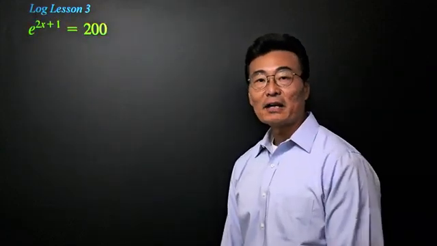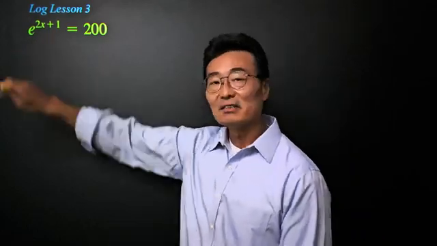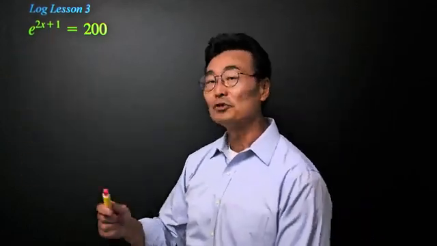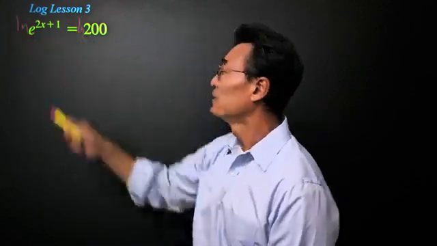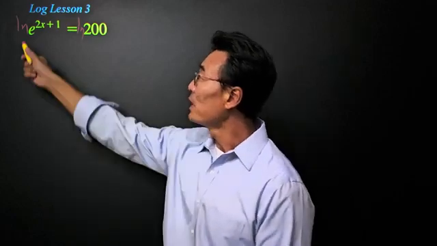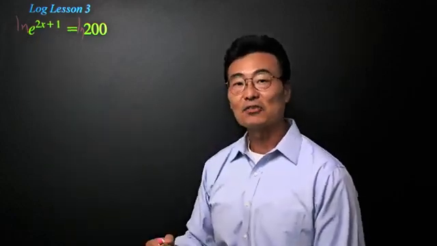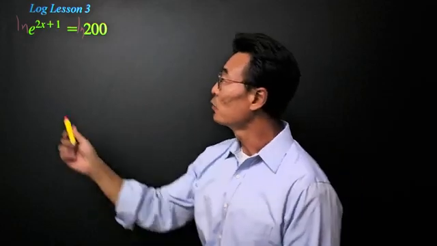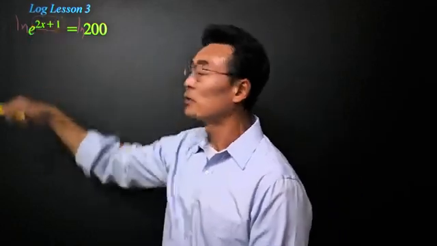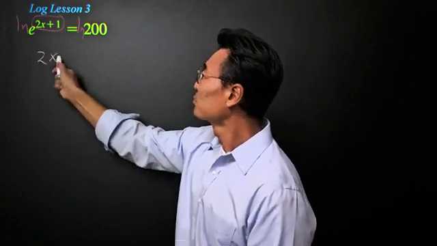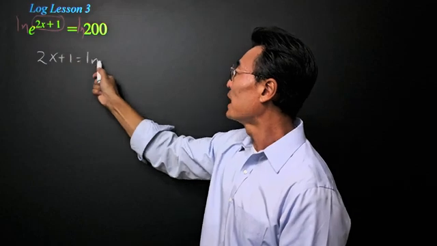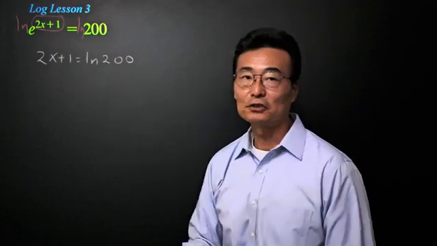This time we have an exponential equation where the base is e, and whenever the base is e, you do not want to take the log. Rather, you want to take the natural log of left and the right side of the equal sign. And again, natural log and the e cancels out, or natural log of e equals 1, meaning we only have the exponent by itself on the left side. So we have 2x plus 1 equals natural log of 200.